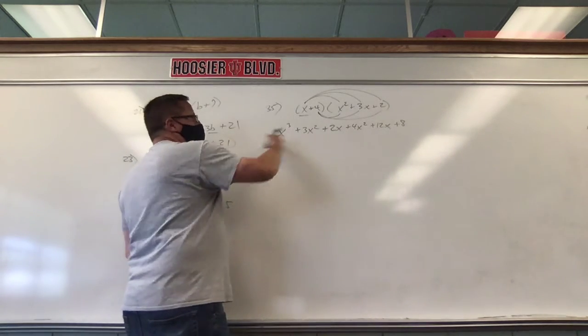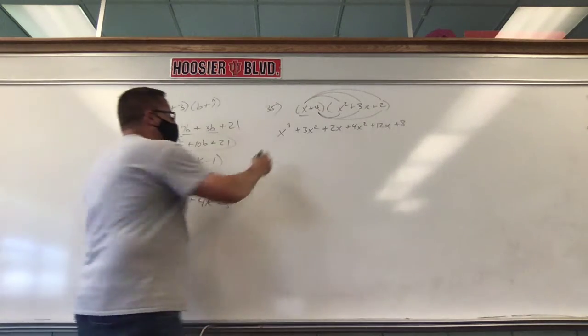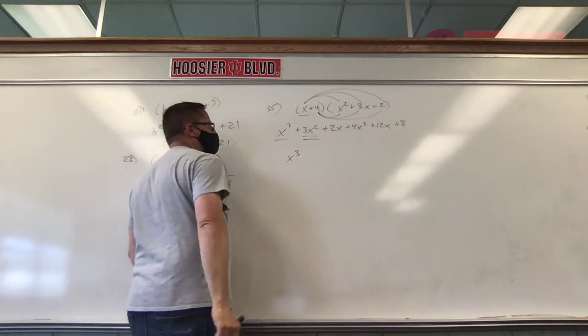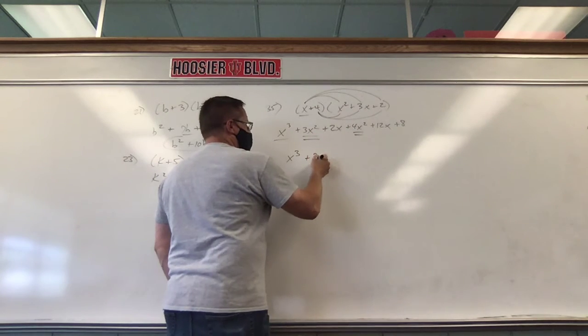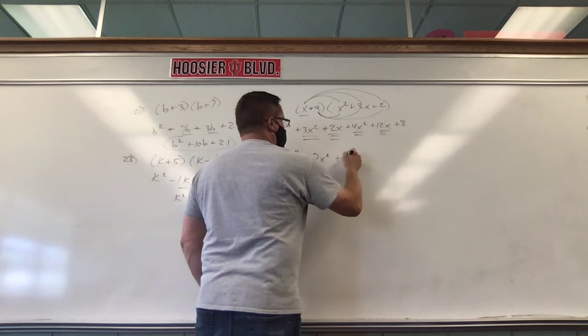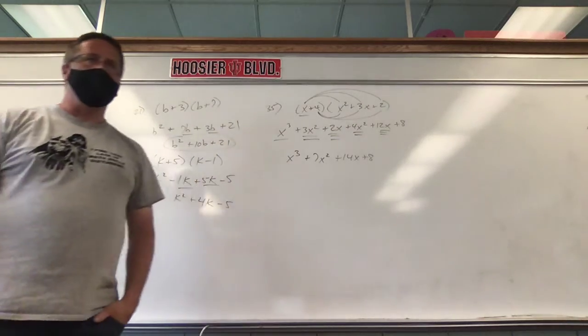Okay, so we've timesed everything by everything. Are we done? No, you have to put like terms together. What can I put with x cubed? Nothing. What can I put with 3x squared? 4x squared. And that's 7x squared. I can put together 2x and 12x and get 14x plus 8. That wasn't any harder. No. It just took a little longer.